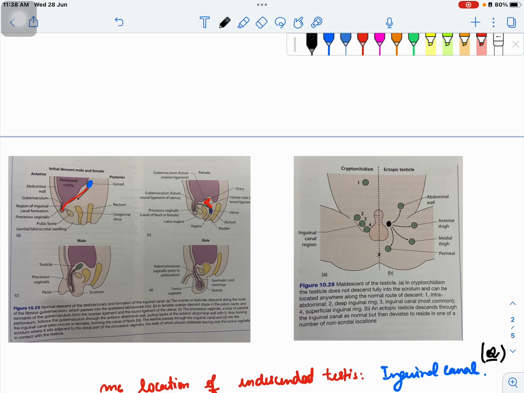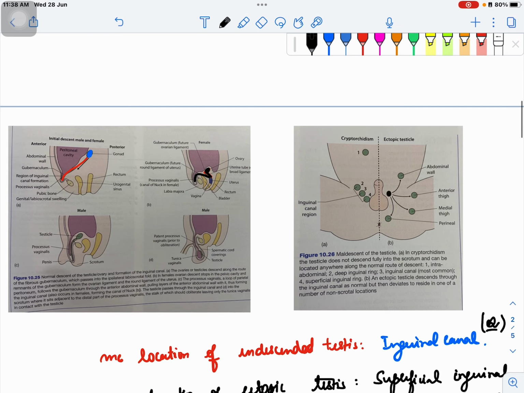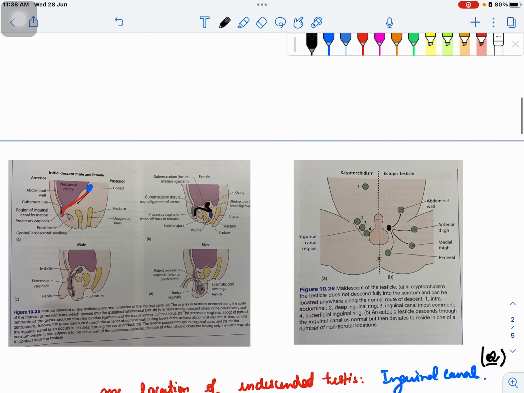What happens in the female is this gubernaculum will arrest the ovary here, and the remnant of the gubernaculum connecting the ovary to the uterus is called the ovarian ligament, and the remnant of the gubernaculum connecting the uterus to the labia majora is called the round ligament. Okay, so there are two important terms which must be remembered and not confused with each other.